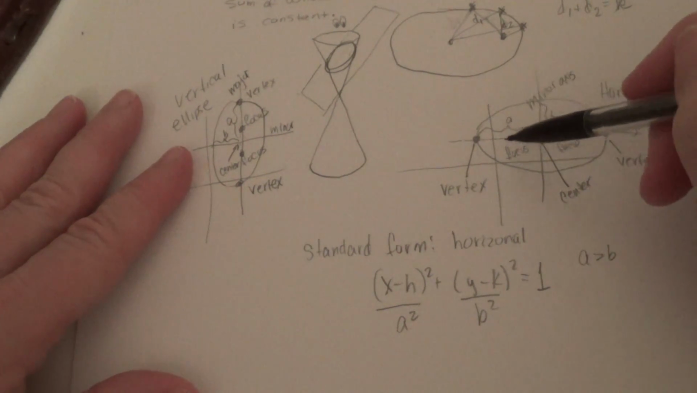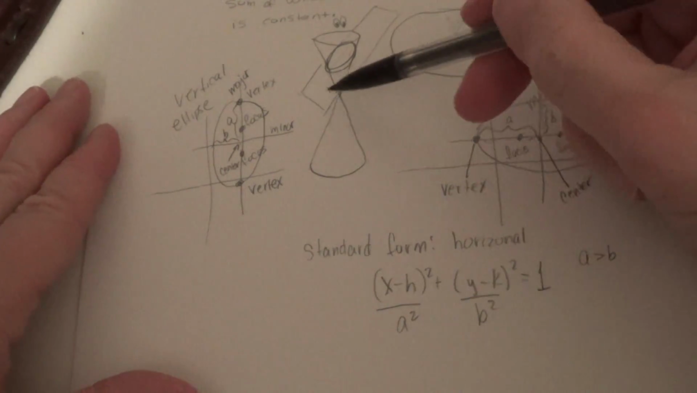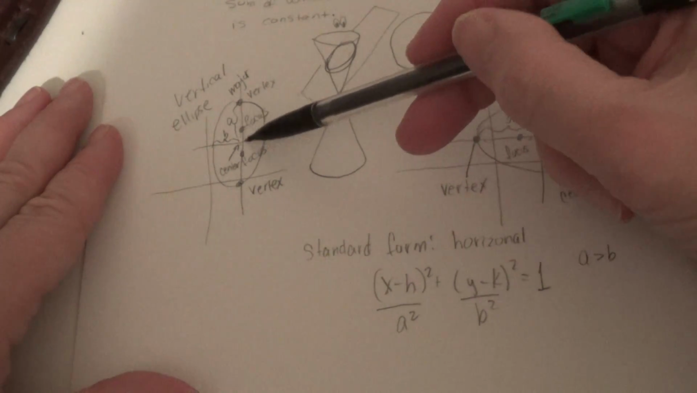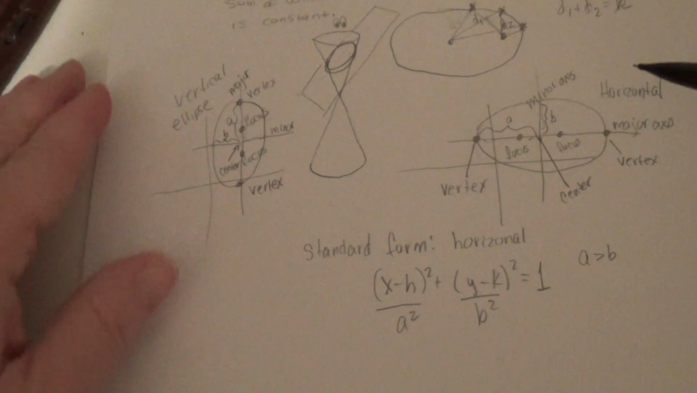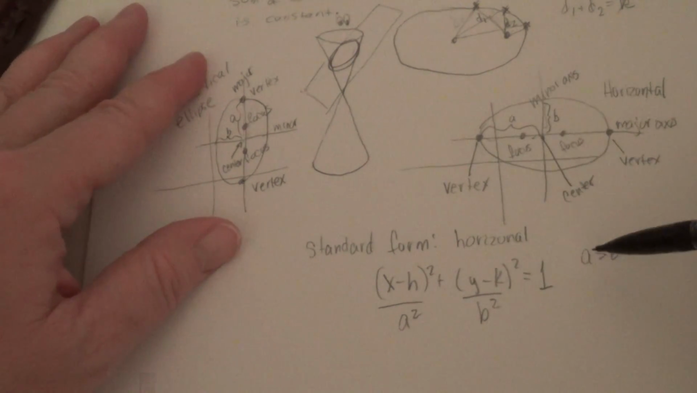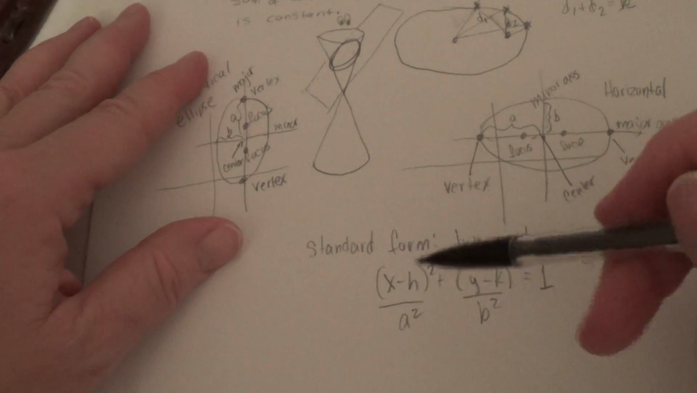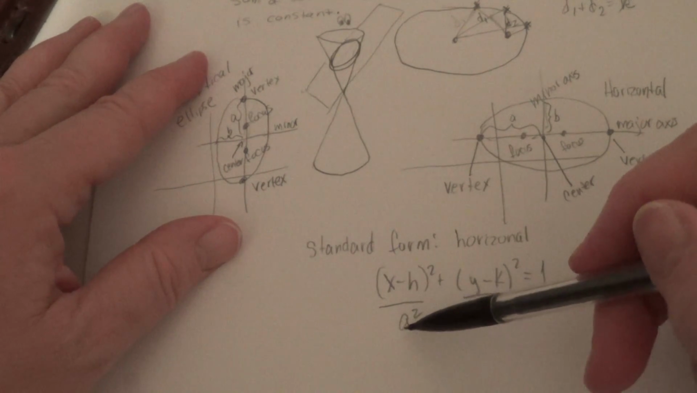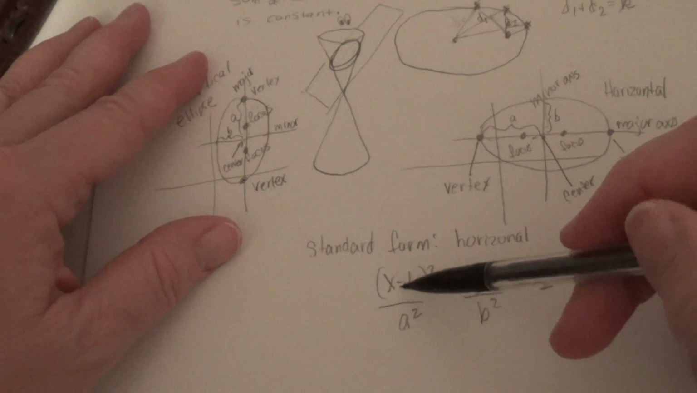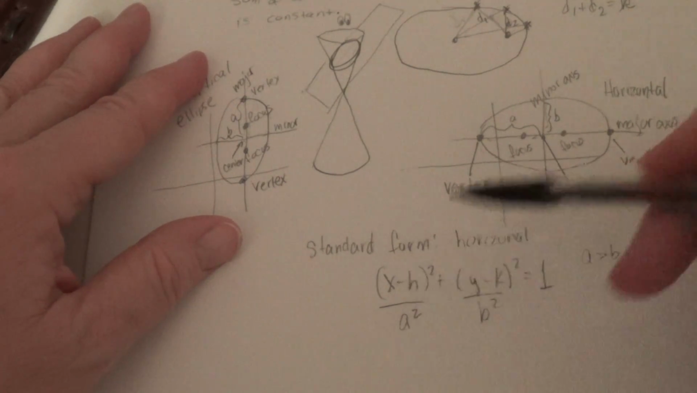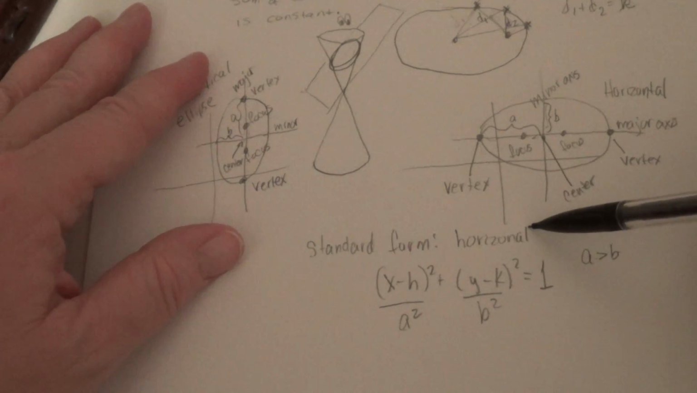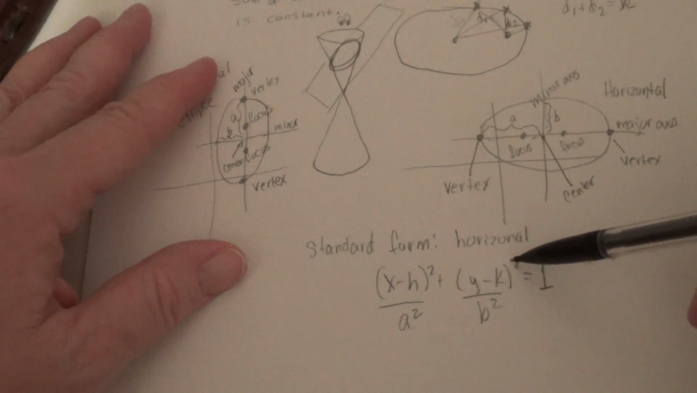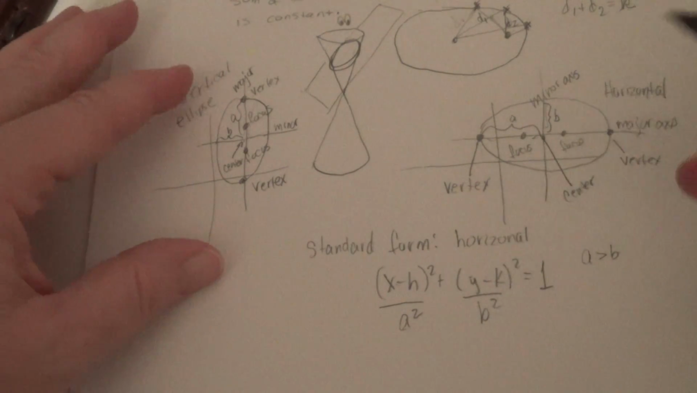So when we looked at A here, it's longer than B. So A is always longer. So I wrote A is greater than B. So A squared, when a, the larger one, is under the x squared term, it's a horizontal. When a squared is under the y squared term, it's a vertical.